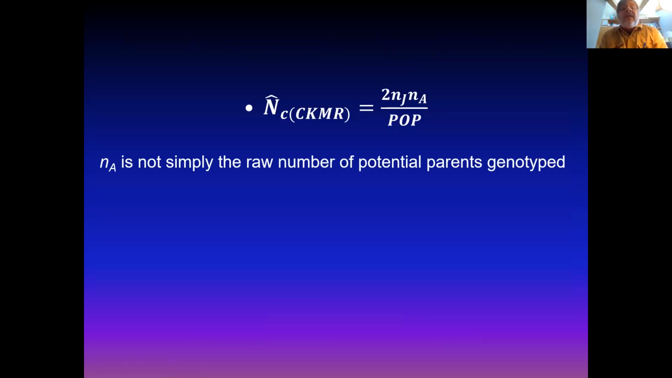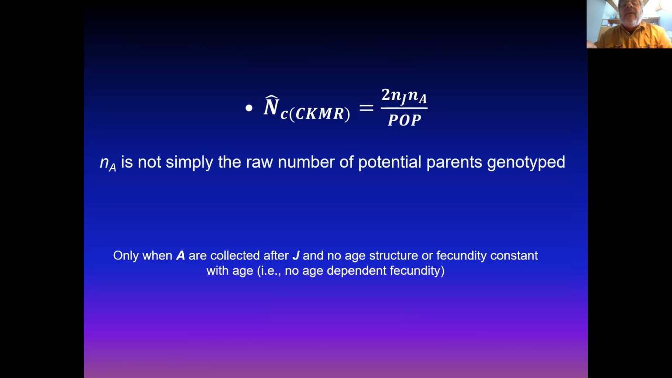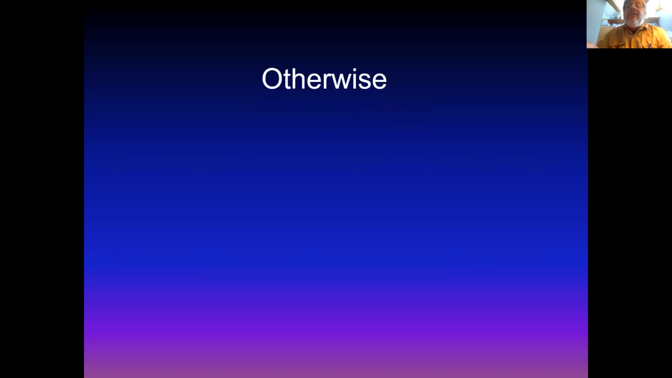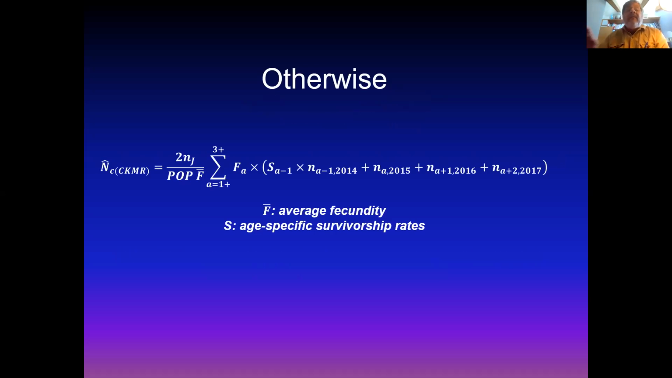But the number of adults, as I hinted already, is not simply the raw number of potential parents' genotypes. That's true only if the adults are collected after the juveniles, and there's no age structure in the population, and every individual has the same fecundity. There is no age-specific fecundity. If that's not the case, then you need to weight your estimates, your adult abundance, by the age-specific fecundities, and if the adults were sampled before, by the survivorship.